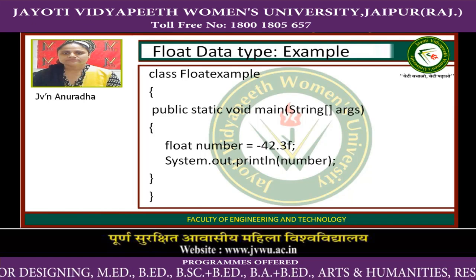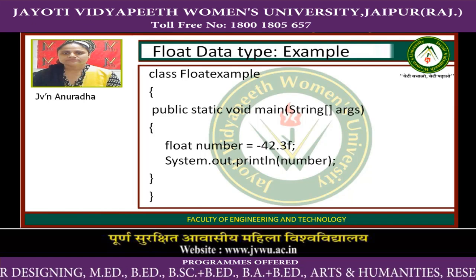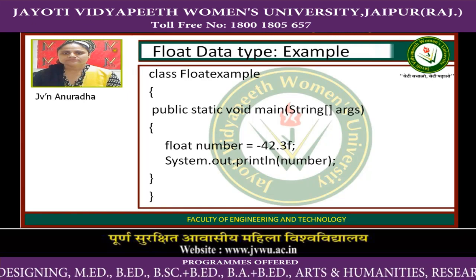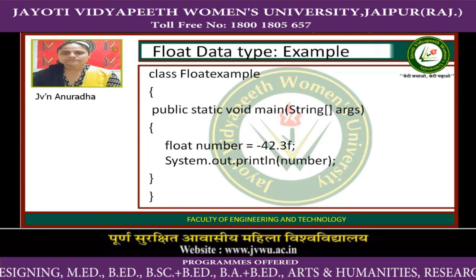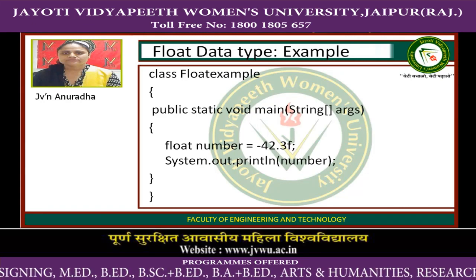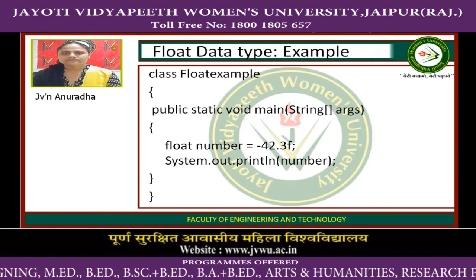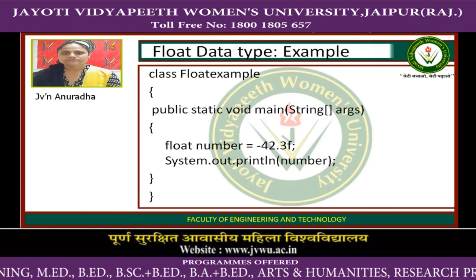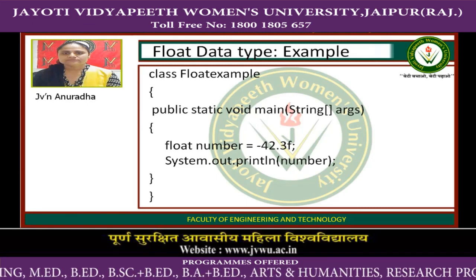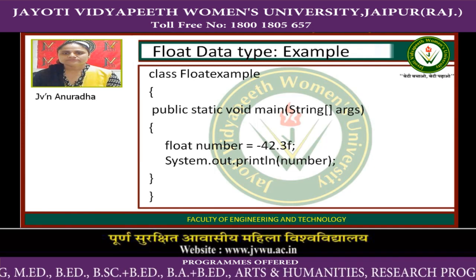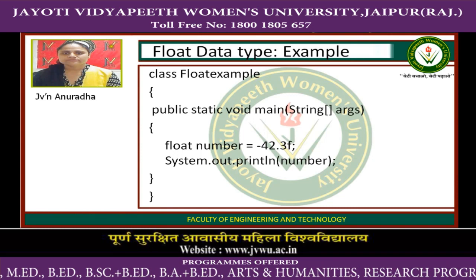Example of float data type. Here in this example I have created a class float example. Under this class we are declaring a method public static void main. Under this method we are declaring a variable number of float data type whose value is minus 42.3f. In next statement we are printing the value of this number. The output of this program will be minus 42.3.